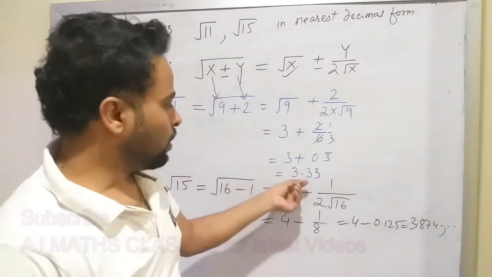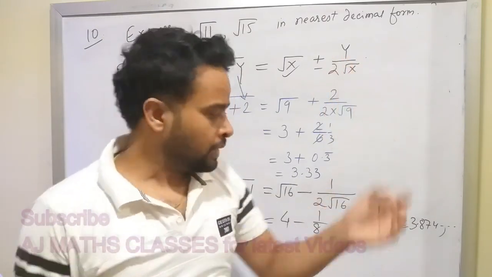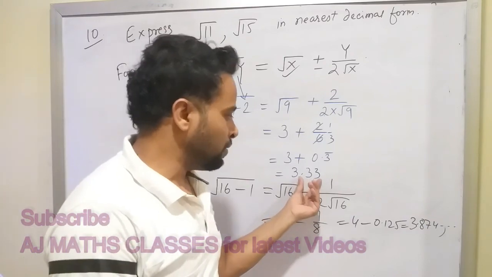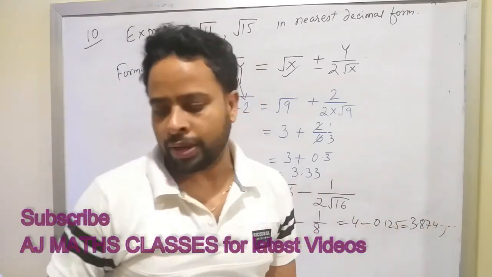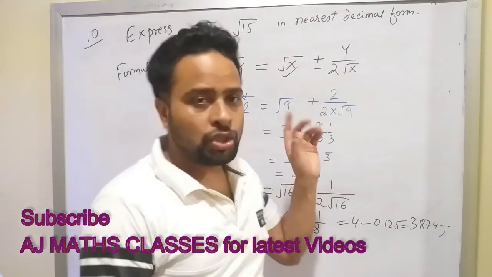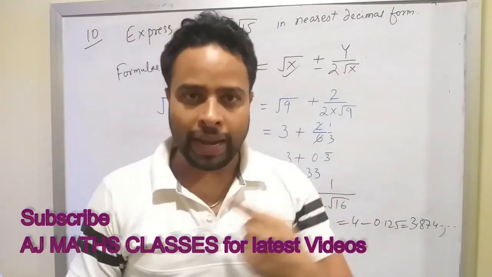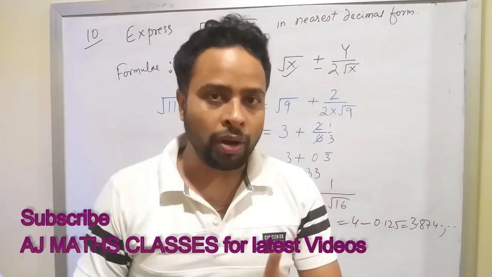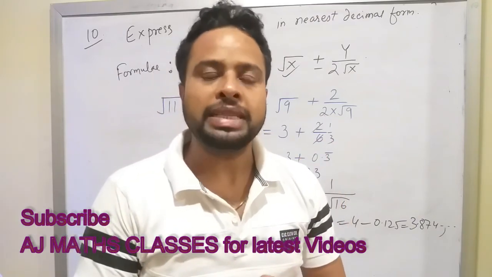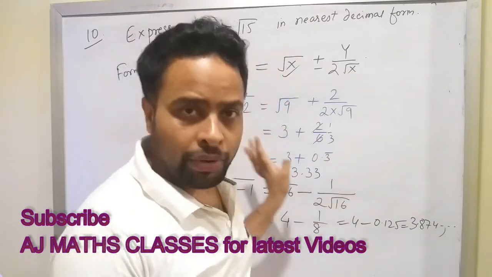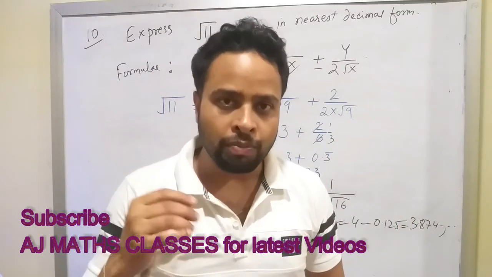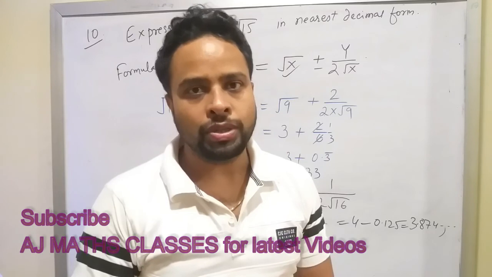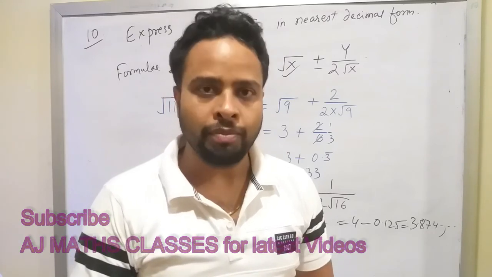Root 11, 3.3215, whatever, that is the answer. But the nearest form is 3.33 and its nearest form is 3.874. Okay. Students, this is your first chapter and I have already started class 10's chapter 1. You will not only understand the full chapter, but you have completed the most important 10 questions of real numbers.